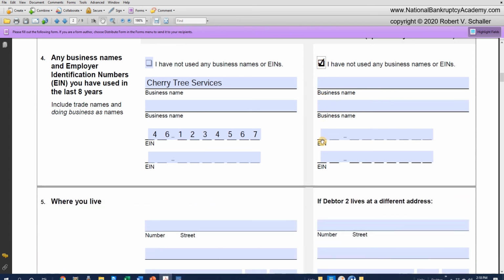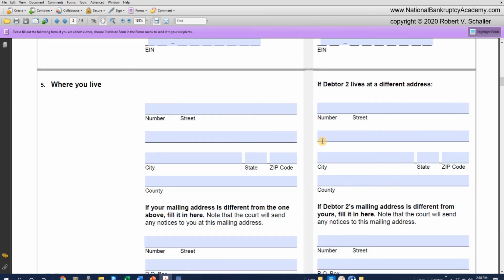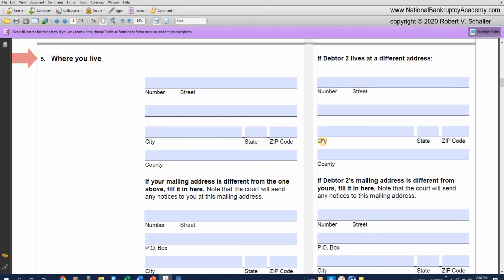So let's move down to question 5. Question 5 asks, where does the debtor live? Which is really a residence question. What is the debtor's residence? So you'd put down the street residence of where they live. So in this case, we're putting down 3200 Mount Vernon. And that's in the city of Mount Vernon in the state of Virginia with a zip code of 22121.